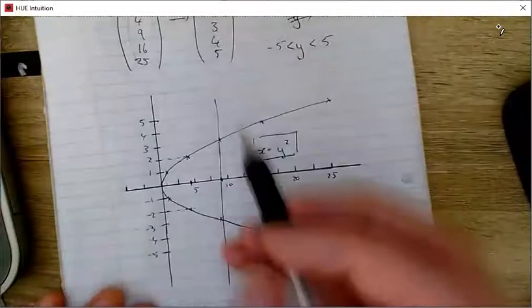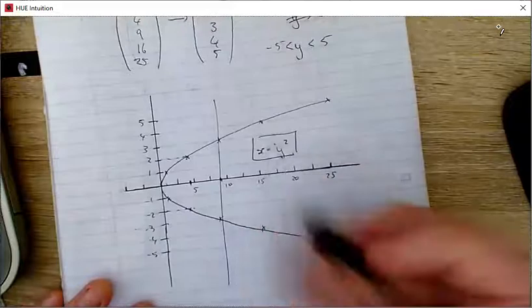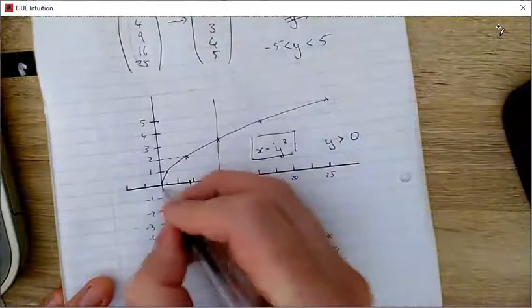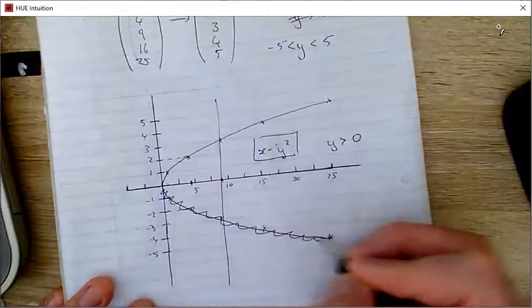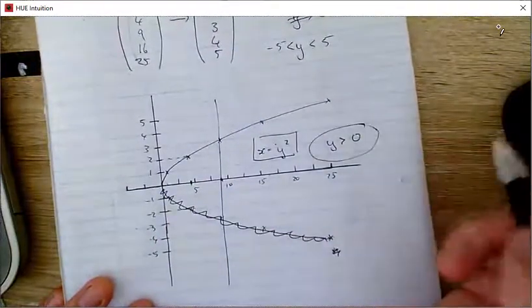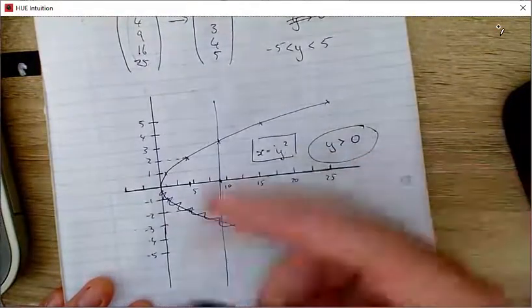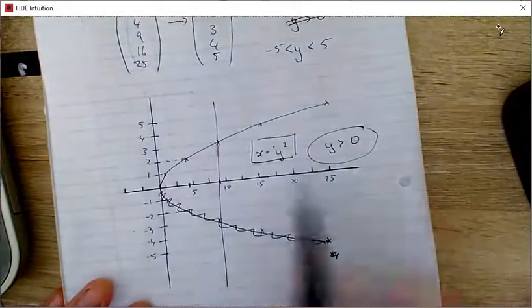By the way, if I said x equals y squared and y has to be positive, well, now I'm ignoring all of this. That's called restricting your range. And by restricting your range, you can take something that's not a function and turn it into a function. So that there is a function. That's acceptable. Question 14 anyway, using our vertical line test.